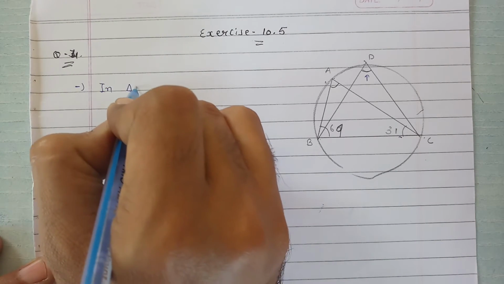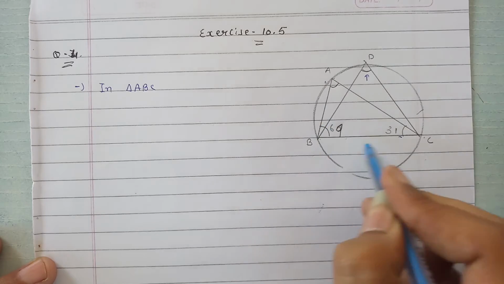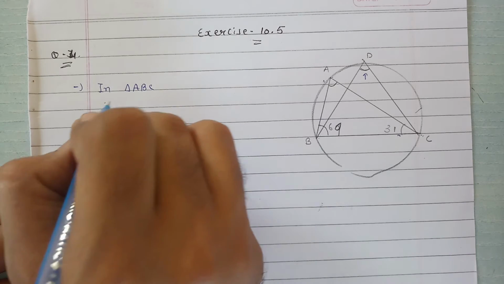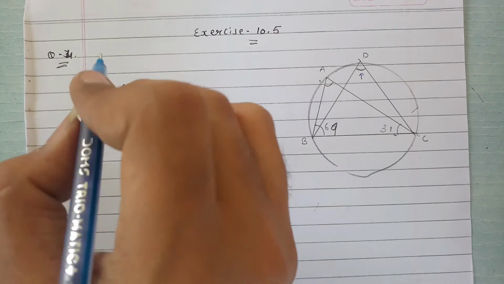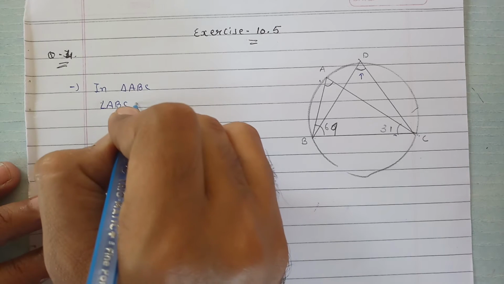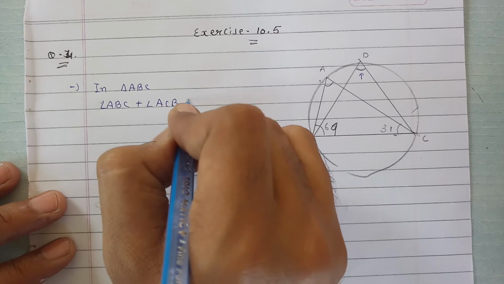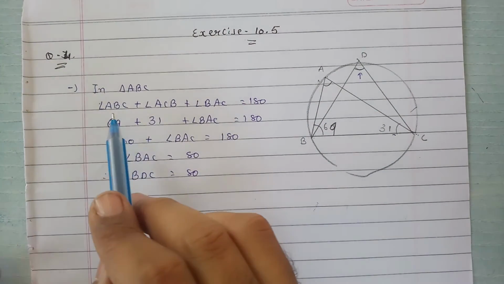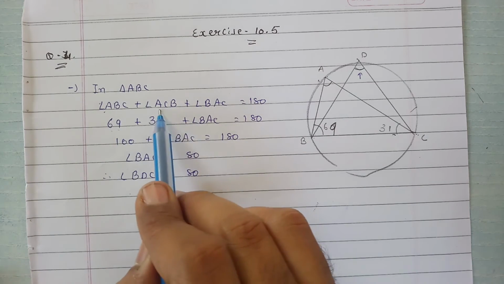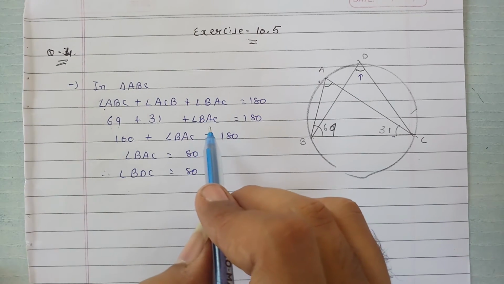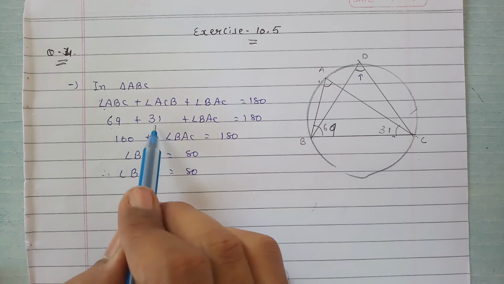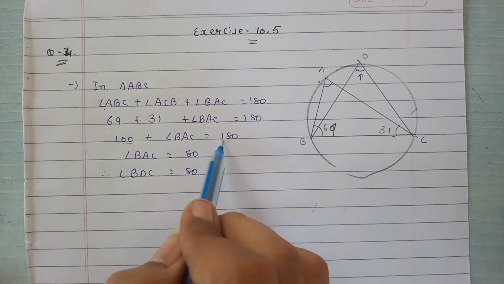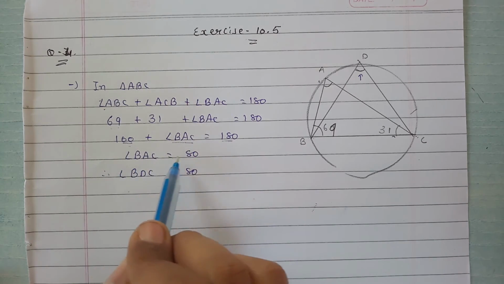In triangle ABC, angle ABC is 69 and angle ACB is 31, okay? So here we use the angle sum property: angle ABC plus angle ACB plus angle BAC is equal to 180. Now angle ABC is 69, angle ACB is 31, and BAC is what we need. 69 plus 31 is 100, plus BAC is equal to 180. Take 100 to the right side, so it becomes minus from 180. So angle BAC is equal to 80.